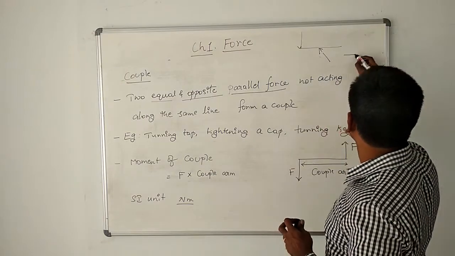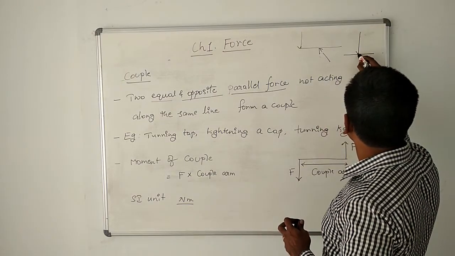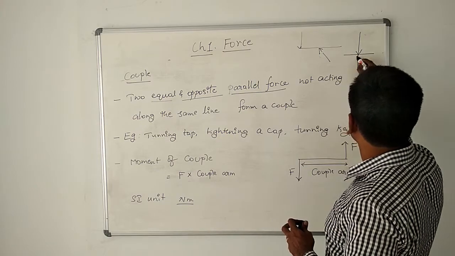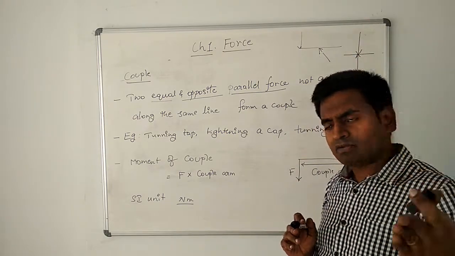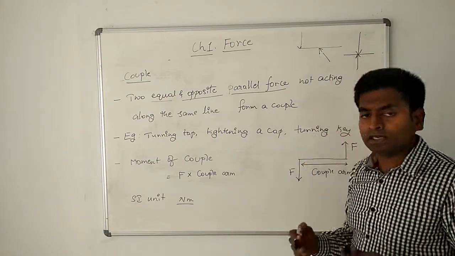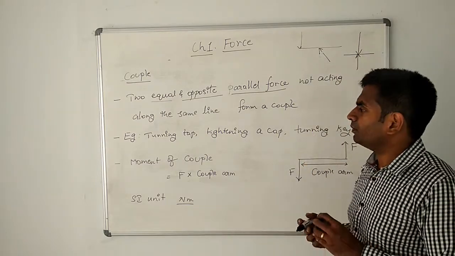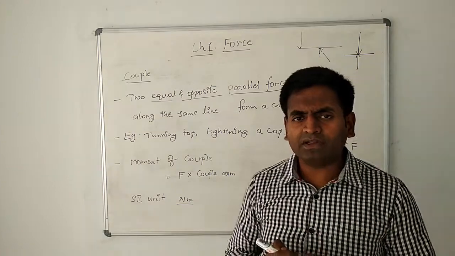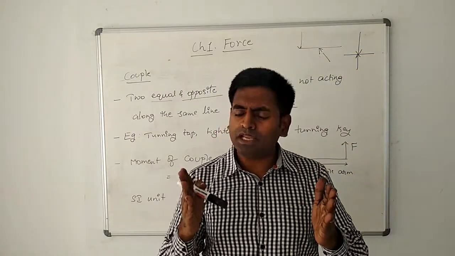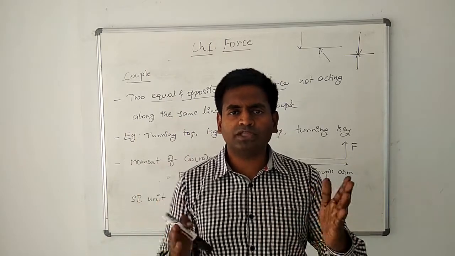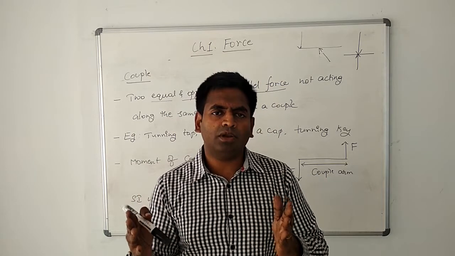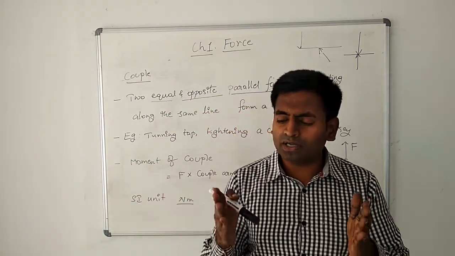For example, if I take this body and if a force is acting in this direction and if it is acting along the same line but in the opposite direction, parallel but acting along the same line, that also does not constitute a couple. Because at the heart of the definition of the couple, there should be a rotational motion. If there is no rotational motion, then the forces cannot be called a couple.